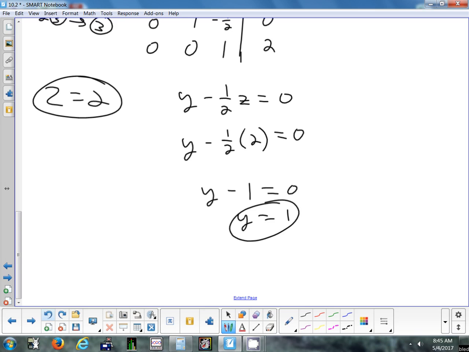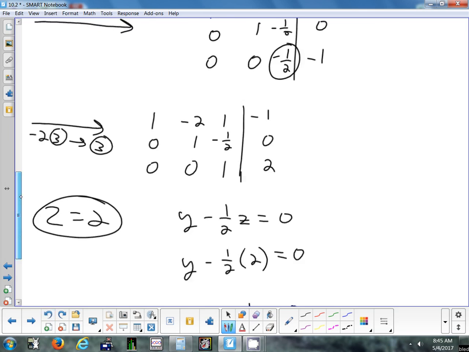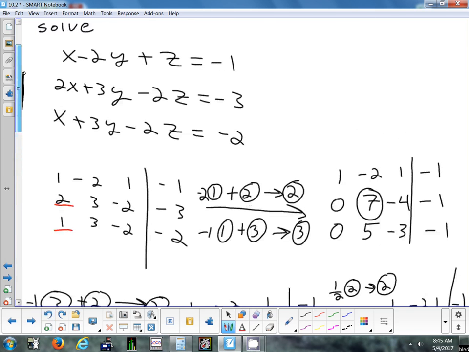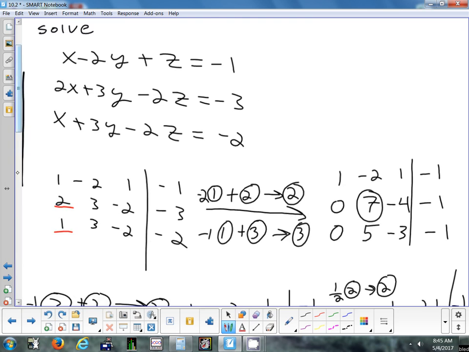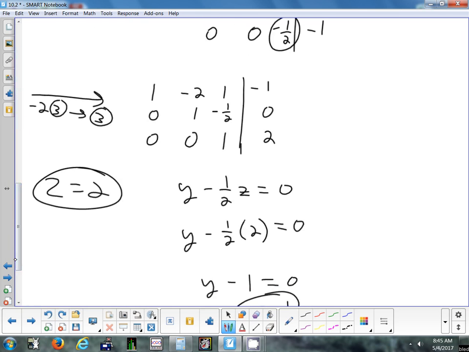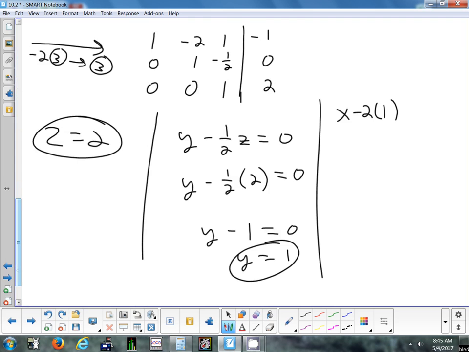And now we can go all the way back to the first row, which we never changed from the very beginning. That was the x minus 2y plus z equals negative 1. Right, so let's write that one down. And I'm going to fill it in as I go. X minus 2, what was y? 1. Plus z, so plus 2, equals negative 1. Okay, 2 times 1? Negative 2 plus 2? X equals negative 1.